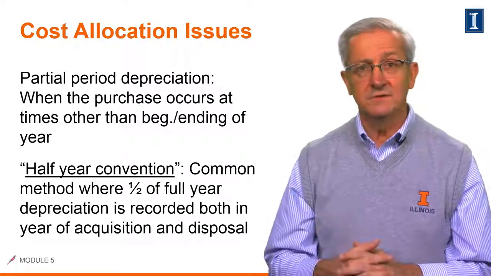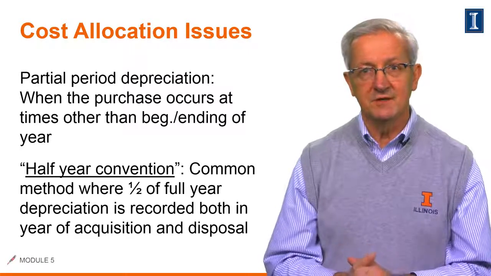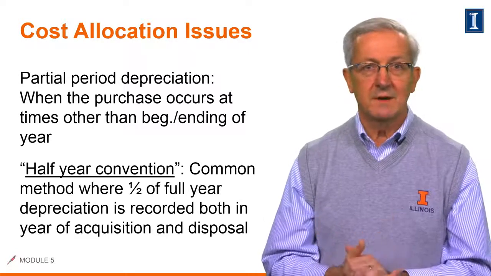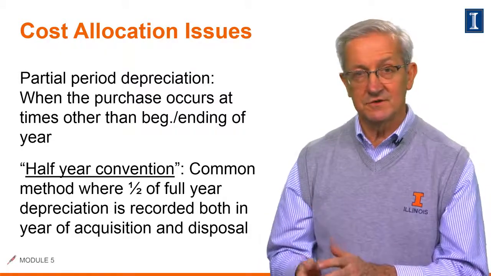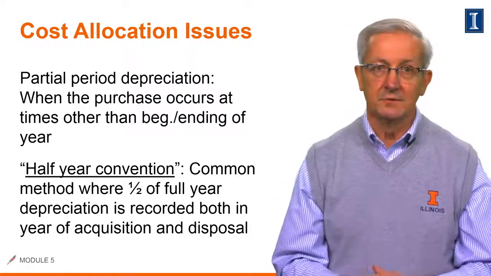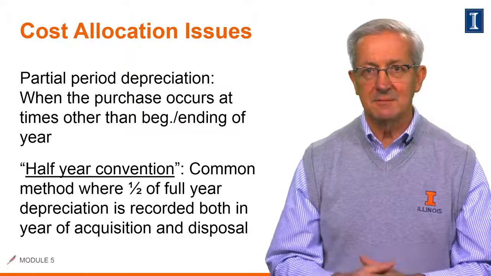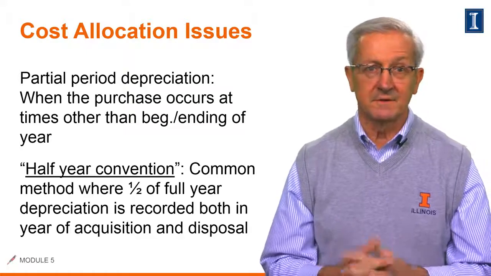Common convention used in most companies is what we call the half-year convention. It's a method that's used where half of the full year's depreciation expense is recorded both in the year of acquisition and also in the year of disposal. This simply eases the record keeping of your fixed asset register and your fixed asset department.